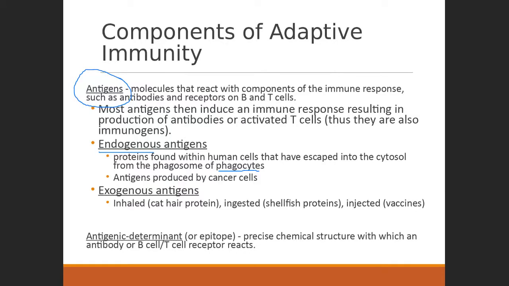Exogenous antigens are ones that entered the body from without. So think about an immune response you may get with a cat allergy, being inhaled, ingesting a shellfish protein and having an immune response, or even what we wind up getting with inoculations. We inject an inactive strain of a virus. We inject a toxin that may be able to be recognized, and then we mount an immune defense after that.